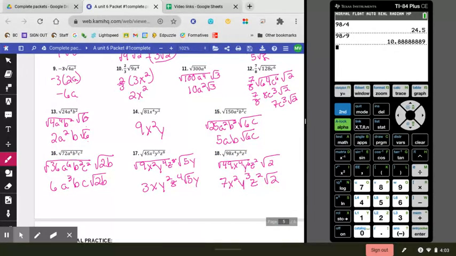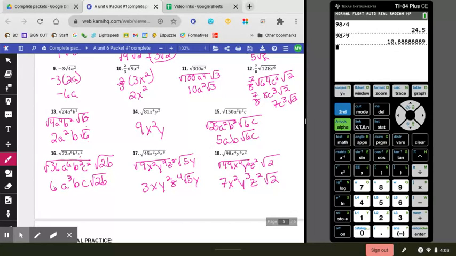Then here, 72 I can break into 36 and 2. A to the 6 is even, b cubed is odd, so it's b squared and b, c squared. Square root of 36 is 6, square root of a to the 6 is a cubed, square root of b squared is b, square root of c squared is c, then radical 2b, because I did not take square root of those. 45 can be broken into 9 and 5.